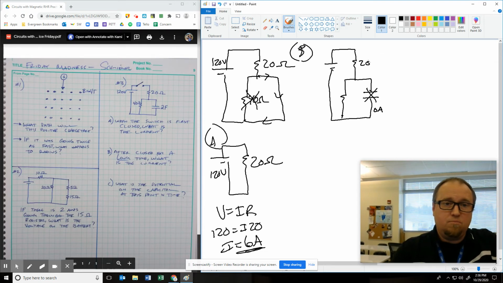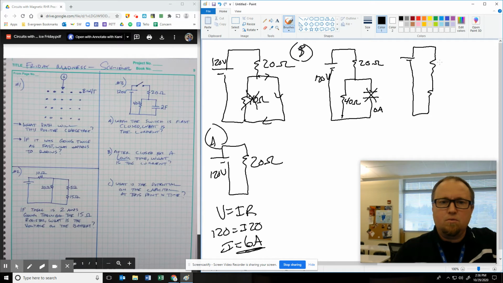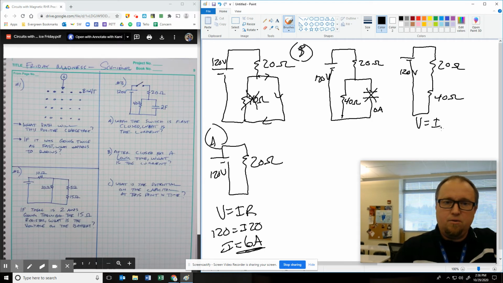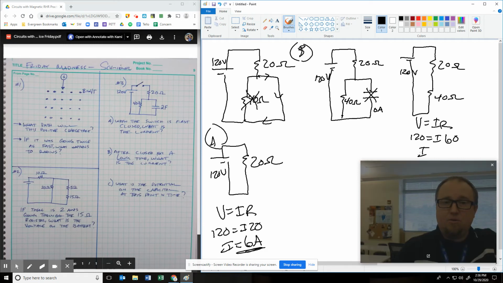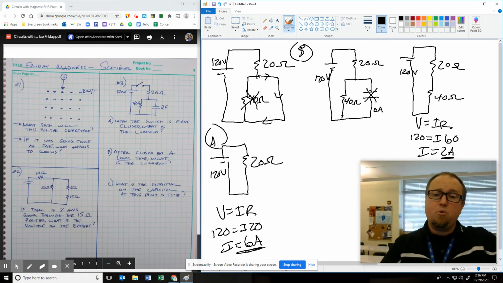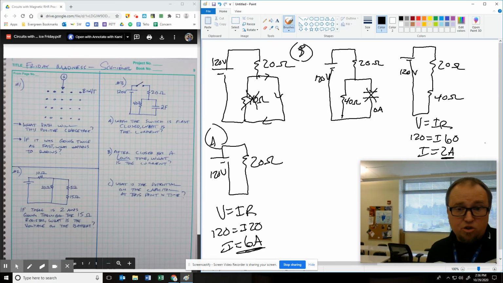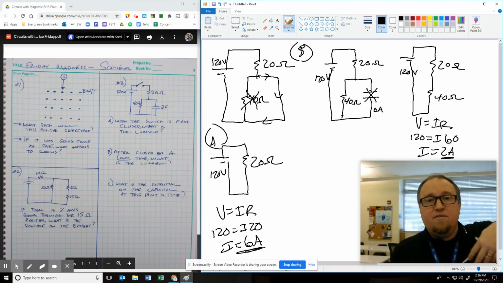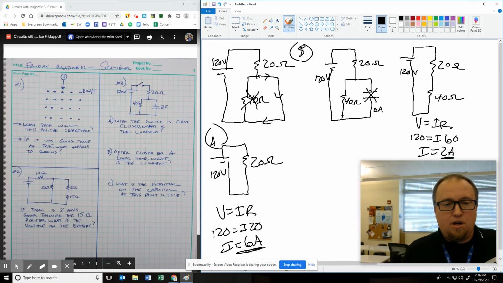So this is 20 ohms. This is 40 ohms. And this is 120 volts. Really what you have is this: 20 ohms, 40 ohms. If I do V equals IR, I get 120 equals I times 60. So my current is 2. It was important: whenever you have capacitors in circuits, when they're uncharged, you get a larger current. When they're fully charged, you have less, because there's less location for the charges to go onto.